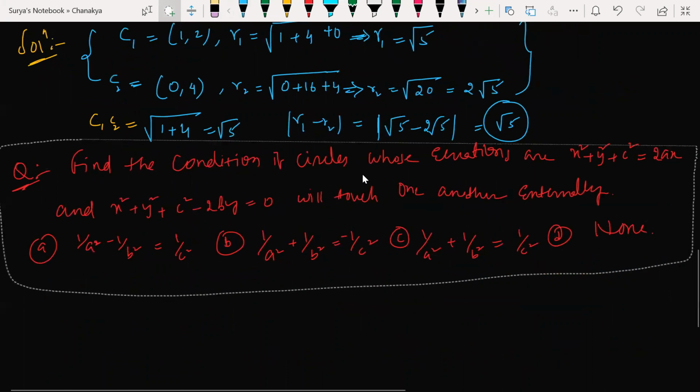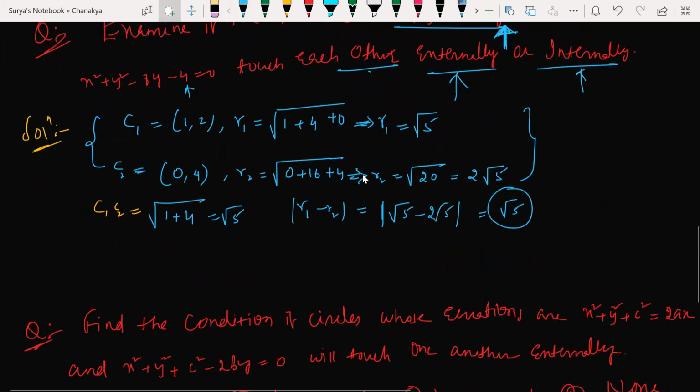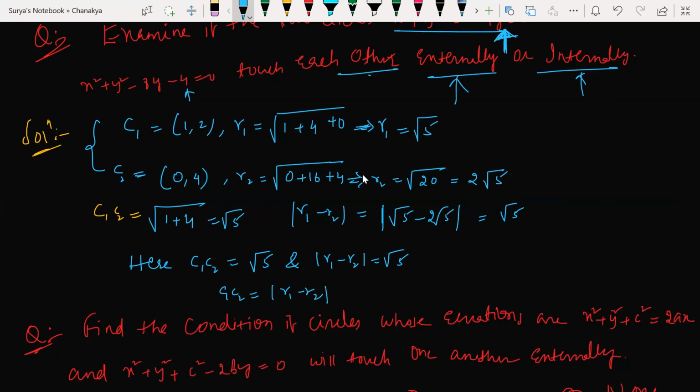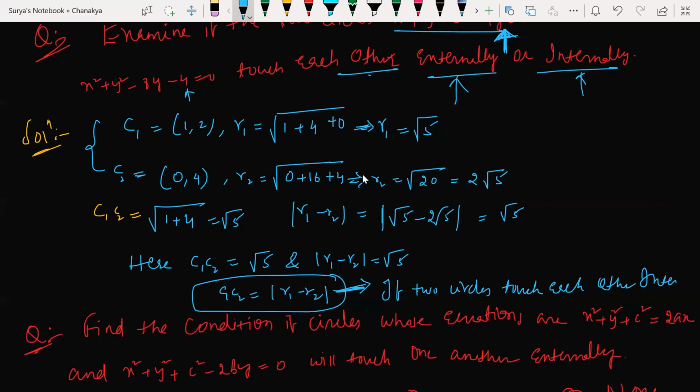Hello? People? Yes. Listen carefully, very important concept, a very good concept. Here, C1C2 is root 5 and C1C2 is R1 minus R2. So when this condition holds, I'm getting C1C2 as root 5 and R1 minus R2 also root 5. When this condition holds, the two circles touch each other internally. Internally, they are touching each other.